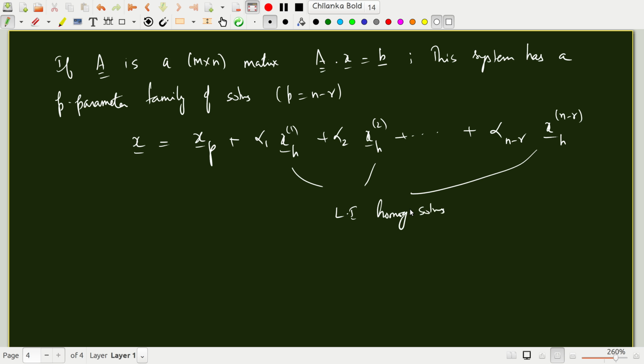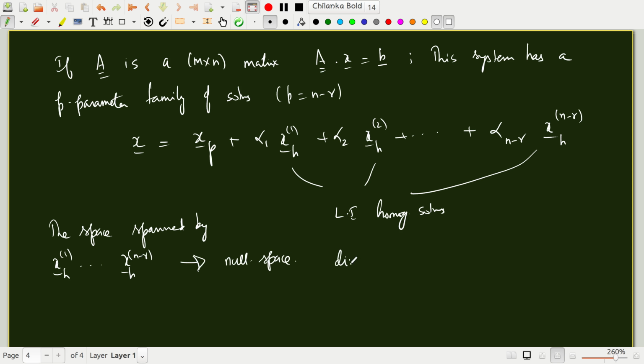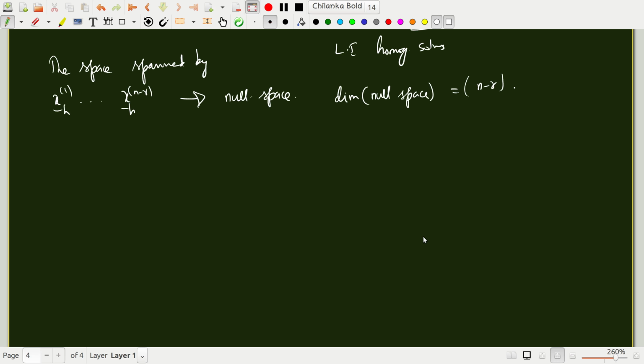The space spanned by these n minus r linearly independent homogeneous solutions xh1 to xh n minus r is called the null space, and the dimension of the null space is n minus r. If r is equal to n, there is no null space. The dimension of the null space is 0. Then the homogeneous problem has no non-trivial solution, and you have only a unique solution.